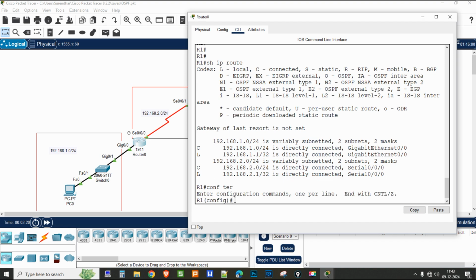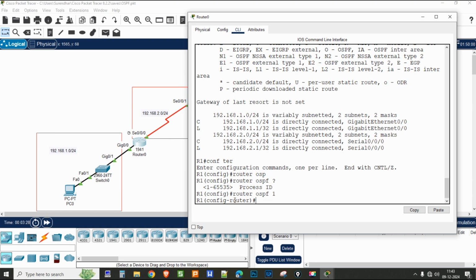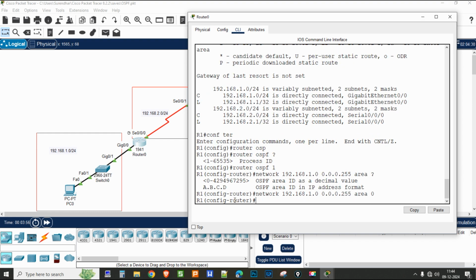Config terminal, router OSPF. We can use any single autonomous number, so this is the autonomous system ID. After that you can configure the network 192.168.1.0 followed by the wildcard mask. Wildcard mask means how many IP addresses we can use exactly. It is the complement of the subnet mask, 0.0.0.255, area 0. On the right side is connected the 2.0 network.